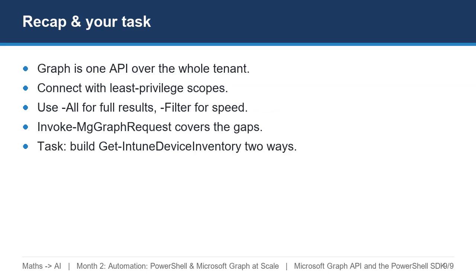Let us recap. Microsoft Graph is one API over your whole tenant. You connect with Connect-MgGraph and only the scopes you truly need. On list calls, use -All for complete results and -Filter and -Property to keep payload small and avoid throttling. And when a cmdlet does not exist, Invoke-MgGraphRequest calls the raw endpoint.